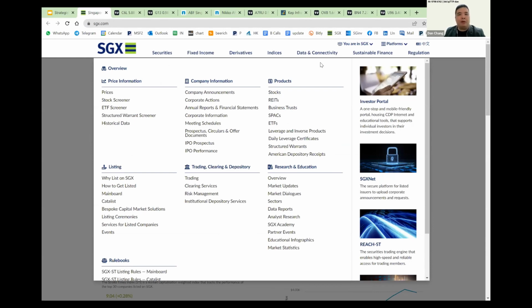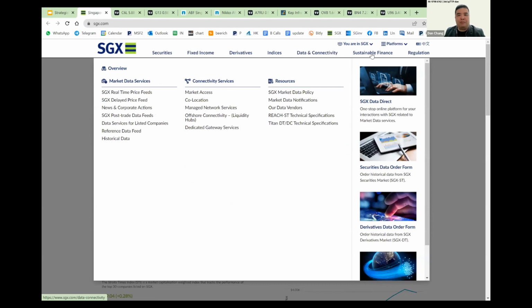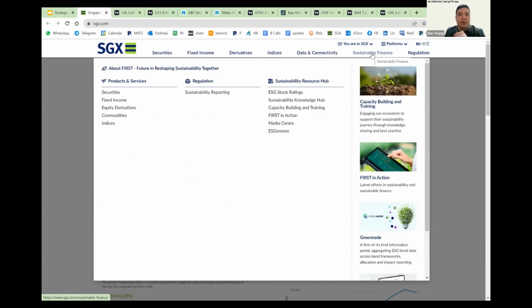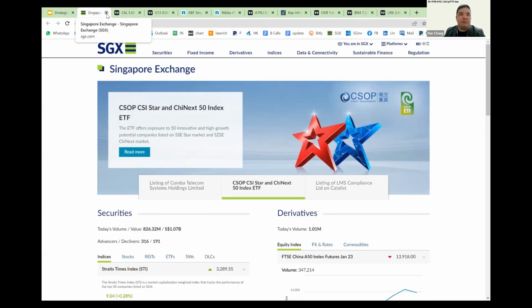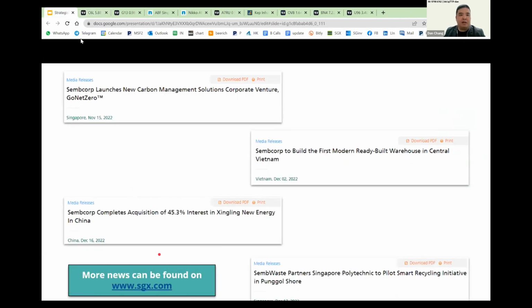And talking about ESG, about renewables, there's one thing I want to add: even in Singapore, ESG is very big. Under SGX, they made a regulation that going forward there will be sustainability reporting by listed companies. They even have a stock rating by ESG. So ESG is something that's going to be very big in the coming years, I would say.